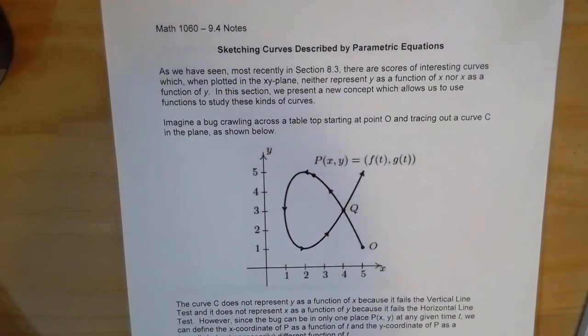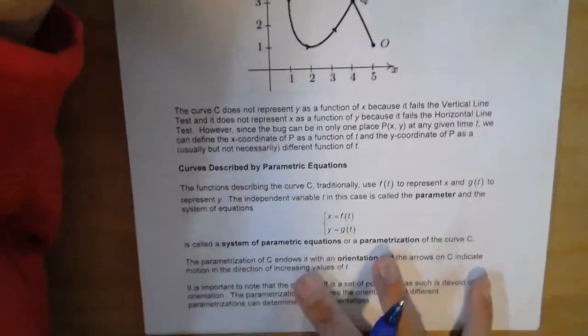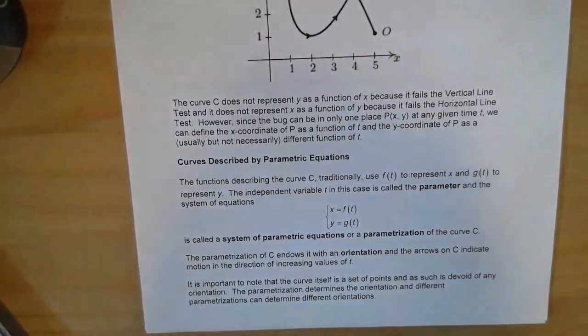However, since the bug can be in only one place, x, y, at any given time, we can define the x coordinate as a function of t, and the y coordinate as a different function of t, not necessarily the same. Because if we're talking about time, right? So this is time, you're still in a certain position over time. Okay? In one position, you're not in two places at once. Okay, so specifically because we're talking about time. Okay, curves described by parametric equations.